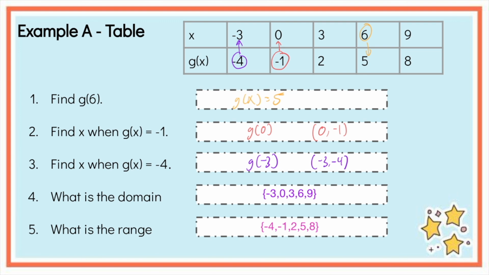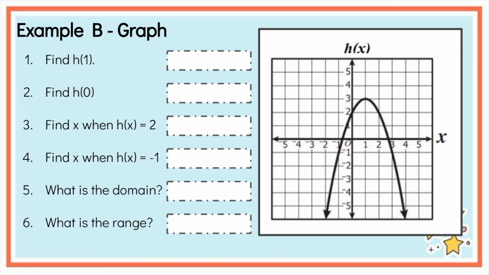Now let's take a look at the next example. Here we are at example B, and we've got several questions to answer there about our graph. So the first one says find h of 1. So we can see that 1 is inside the parentheses, so that's going to be our input. So we're going to be looking for when this parabola here is crossing, or x is 1. So if I got x is 1 is here, I'm going to go up until I can see the very top of my graph is at 3. So my h of 1 is going to be 3. So we can say h of x is equal to 3.